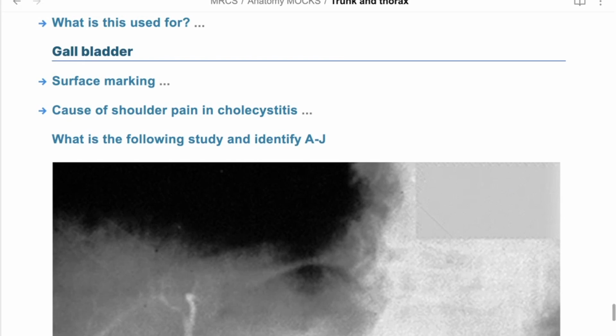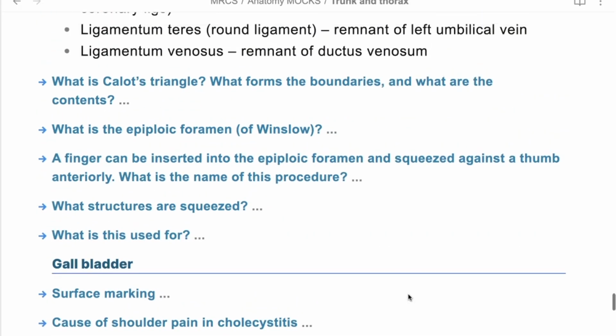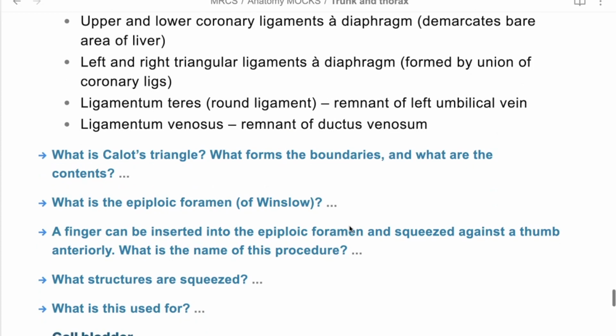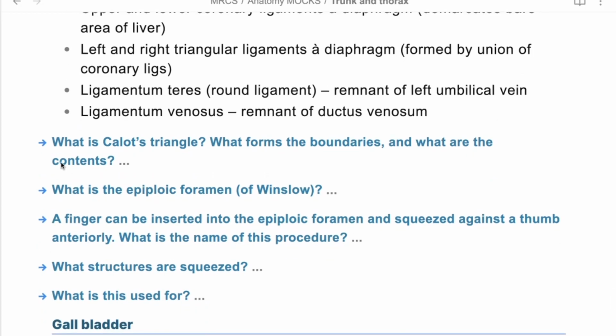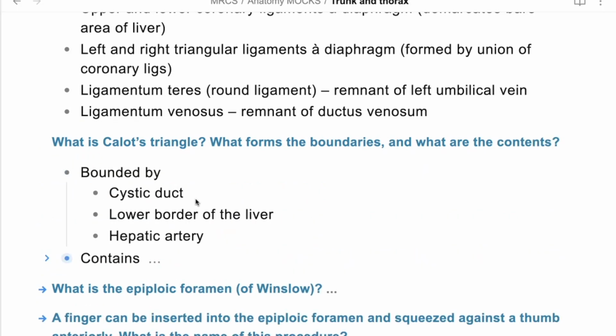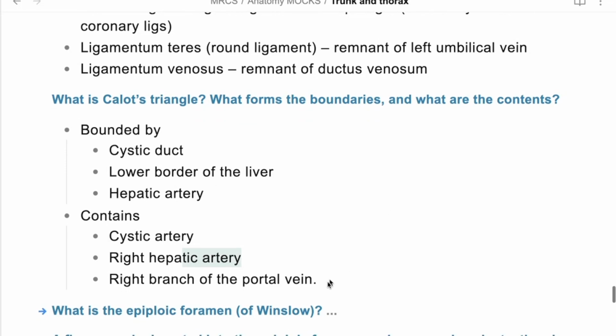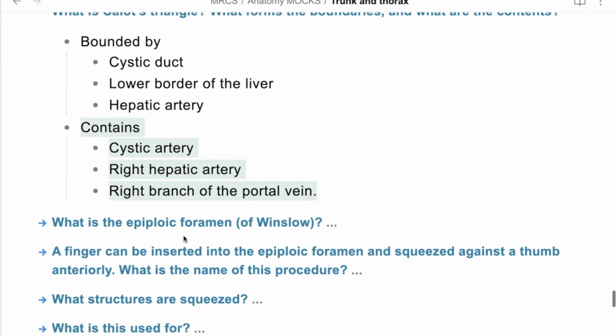Okay. Because before you do the cholecystectomy, you need to identify the artery first, and close this artery before doing any sort of resection of the gallbladder. So the boundaries, it's bounded by the cystic duct, hepatic artery, and lower border of the liver, like we mentioned, and it does contain mainly the cystic artery, the right hepatic artery as well, and the right branch of the portal vein. It's very important to help you identify all these structures before you move on with your surgery. Okay? All right, Nazir, is it clear?